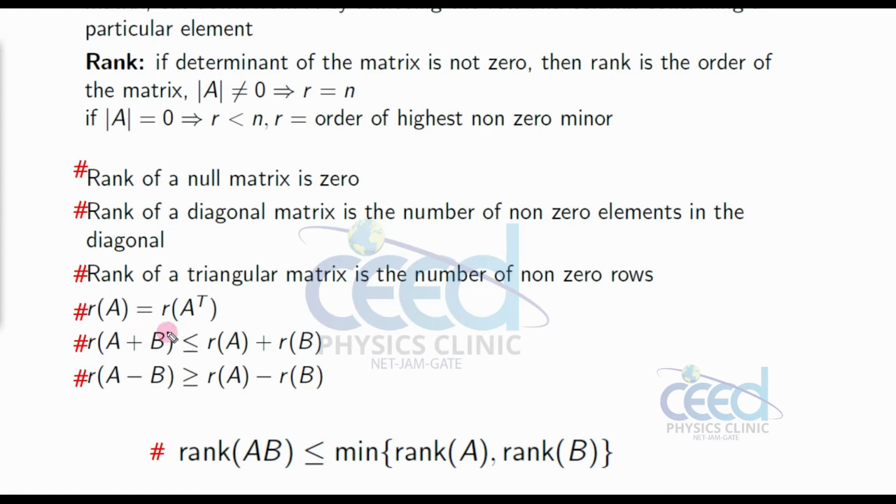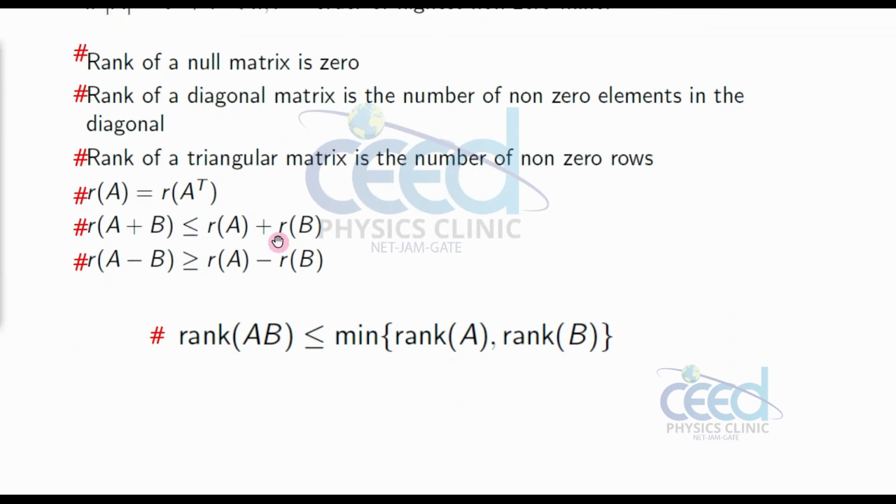If you add matrices A and B, then the rank of A plus B will be less than or equal to the rank of A plus the rank of B. Similarly, for the rank of A minus B: if you take the ranks of A and B separately and then find the rank of A minus B, that will be greater than or equal to this difference. So it may be equal or greater than, whereas here it will be less than or equal.